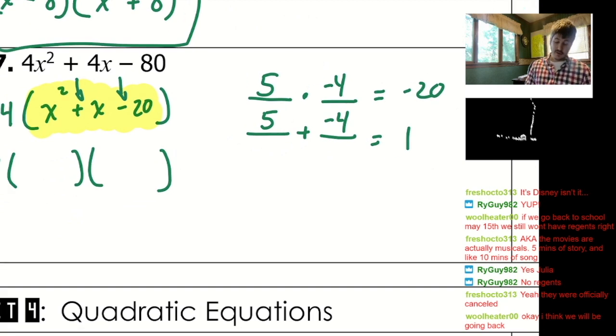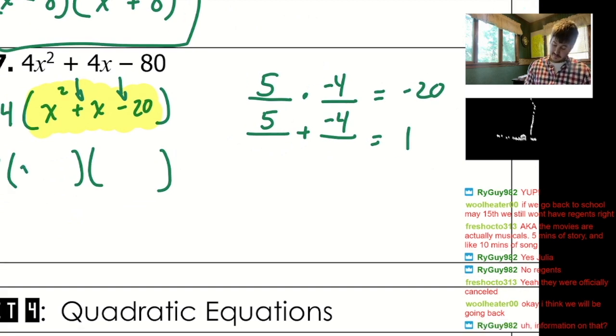But those are my factors right there. X plus 5 and x minus 4.